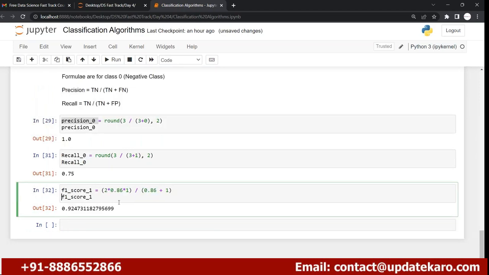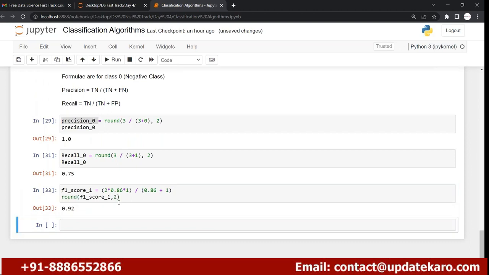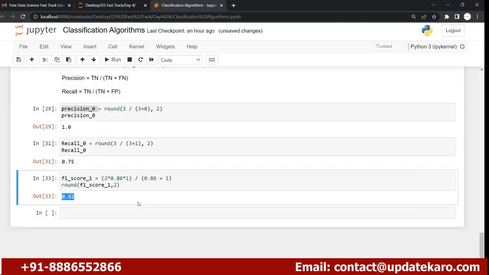Let us round this up to 2 digits and run this, and here you go, we got the F1 score as 0.92. We got the F1 score as 0.92. So that is the thing. Got it, guys? Now it's up to you.